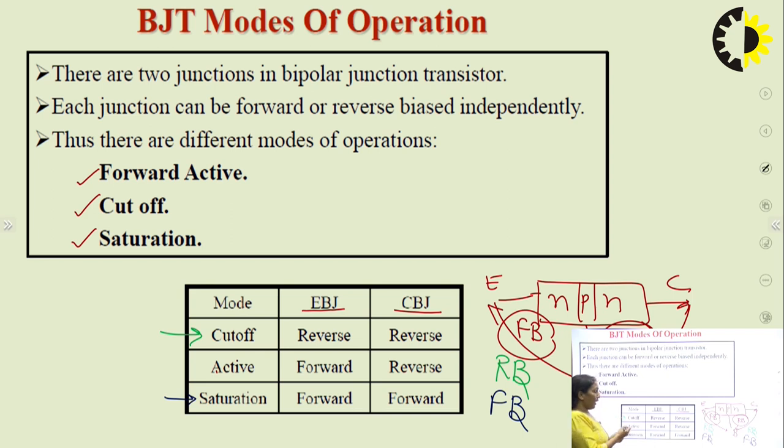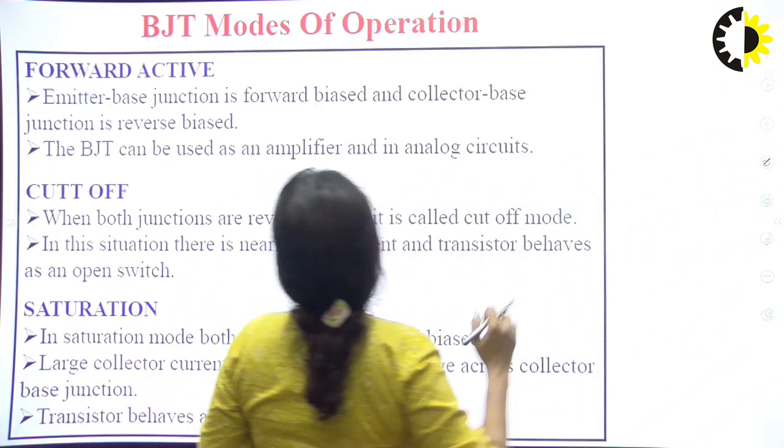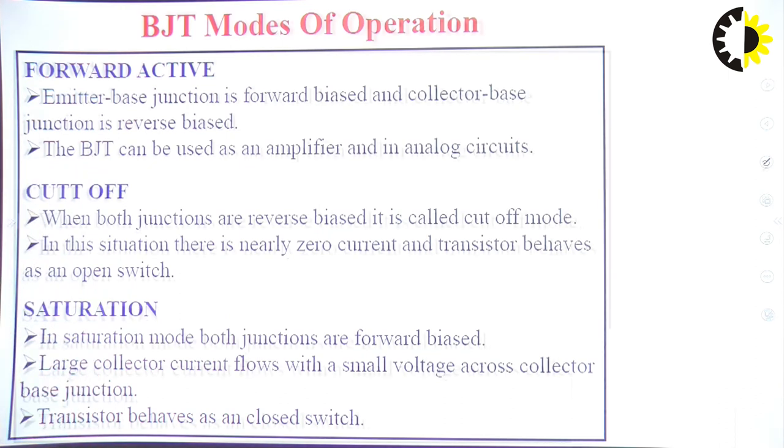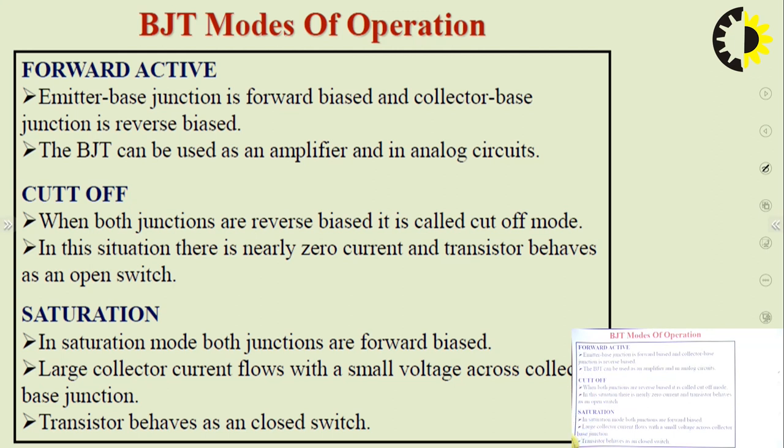So when our device operates in the active region, it behaves as an amplifier, whereas if it operates in between the cutoff region and saturation region, it works as a switching device. So in the forward active region, the emitter base junction is forward biased and the collector base junction is reverse biased. Under this condition, the BJT is used as an amplifier in analog circuits.